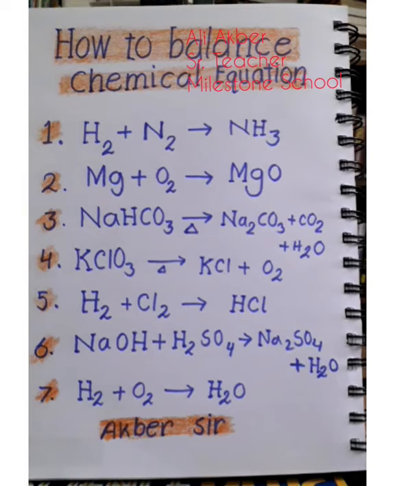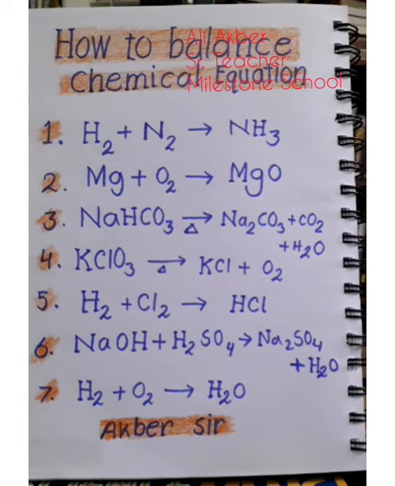In reaction number 3 you see if sodium bicarbonate is heated, then sodium carbonate, carbon dioxide and water are produced. You see here the number of sodium atoms before the reaction and after the reaction is not the same. After the reaction the number of sodium is 2, but before the reaction the number of sodium atoms is 1. So what we will do, we will just multiply the reactant sodium bicarbonate by 2.